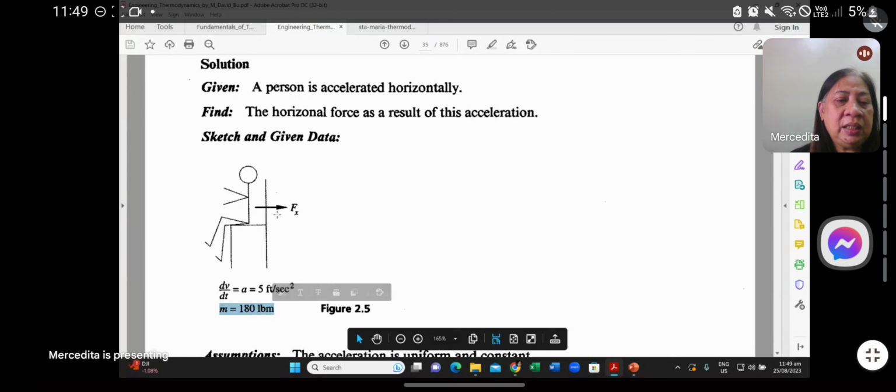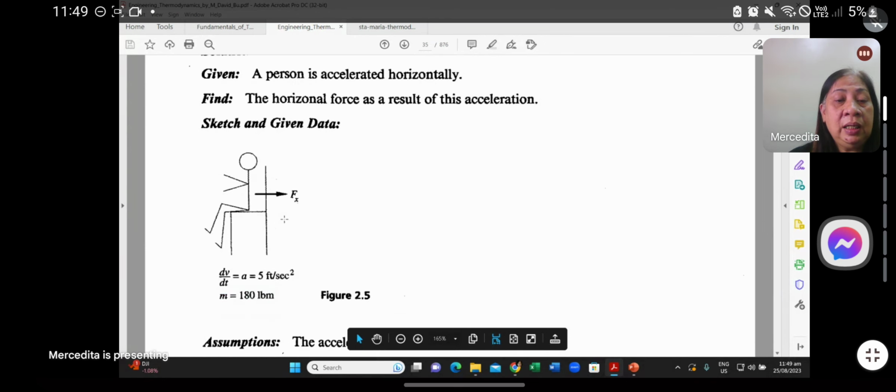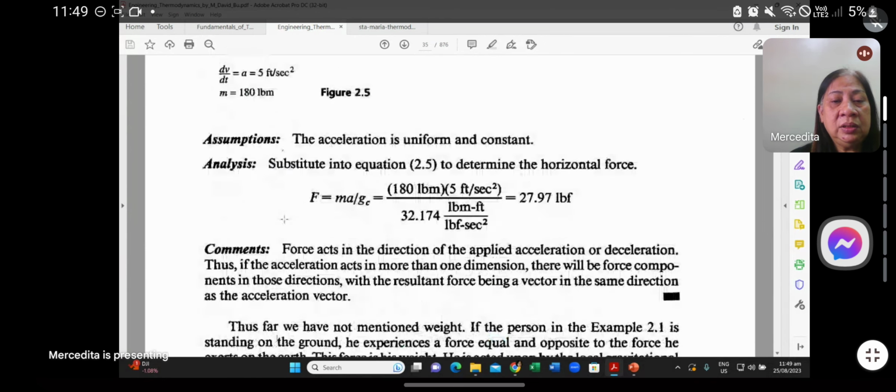So, ang hinahanap sa atin is yung force acting on the body. Okay, since we have the formula for force as mass multiplied by acceleration, dito natin makikita yung conversion factor. So, we have mass as 180-pound mass and ang ating acceleration is 5 feet per second square.